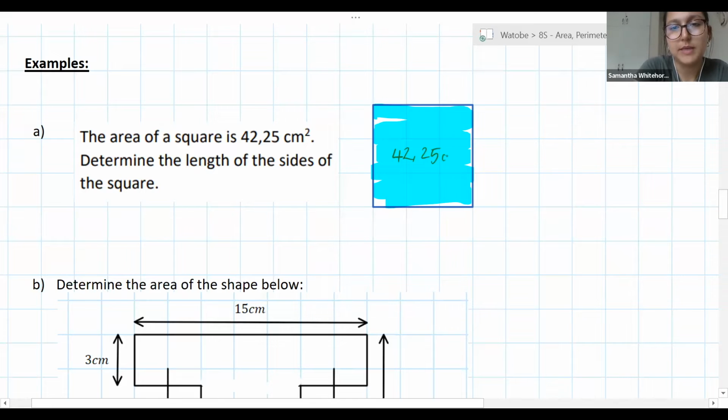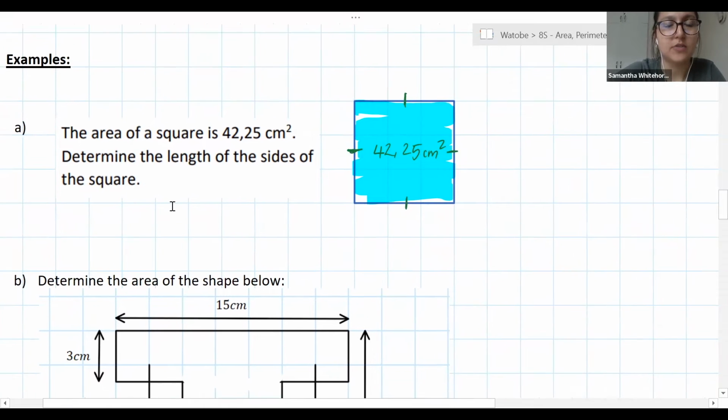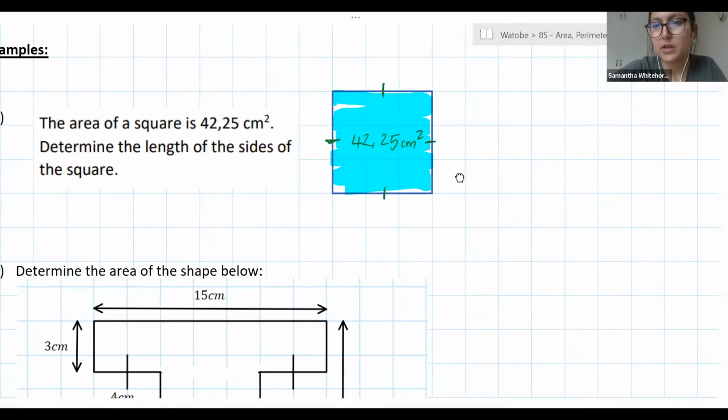So this is the information that we have. We also know that a square's side lengths are all equal to each other. Now, I stand to be corrected. I feel like we did some examples like this on Wednesday, but I could also just be imagining things. But let's have a look and see how we would do this.